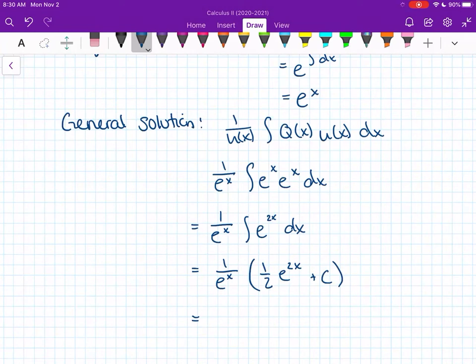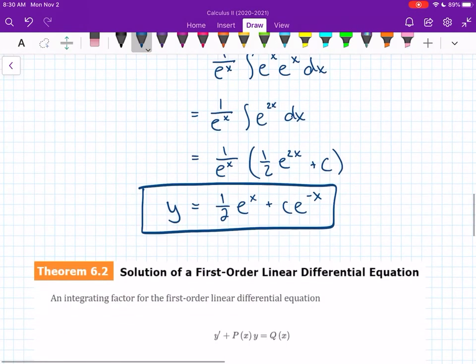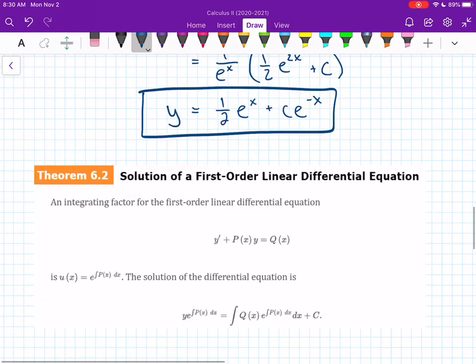Then I'm going to go ahead and distribute that 1 over e to the x. So one of those will cancel in my first term. So I get 1/2 e to the x plus c times e to the negative x. Right? Or you can write it as c over e to the x. And that would be my general solution. All right. So there we have it. So y equals this is my general solution. And if they gave us an initial condition, we could go ahead and plug that in and find the value of c. Let's do one more example.